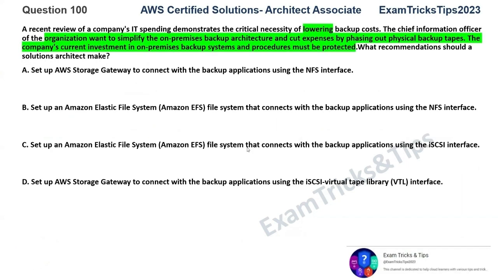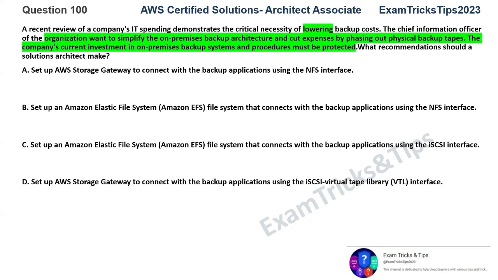So the keywords here are that the company wants to lower the backup cost, simplify the architecture, and cut the expenses by phasing out the physical backup tapes. And tape is a keyword here. The company's current investment in on-premises backup systems and procedures must also be protected. So if you are storing backups in tapes now, you want a solution in AWS which stores backups in tapes. And that's the keyword here. If you look through the options, you can see options B and C, usage of EFS. I don't think those are correct answers. If at all there is anything correct, I think that's related to AWS Storage Gateway.